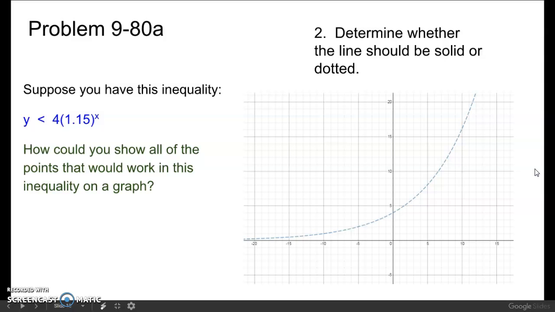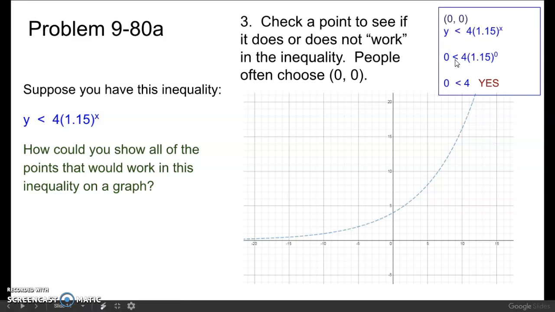All right, second step, same. So by the way, the steps for graphing the nonlinear inequalities are the same. Okay, so second step, dotted or solid? Dotted. Next step, again, try 0, 0. I plug the 0 in here. Oh yeah, that gives me the y-intercept. Is 0 less than 4? Sure is. So 0, 0 should be shaded in.